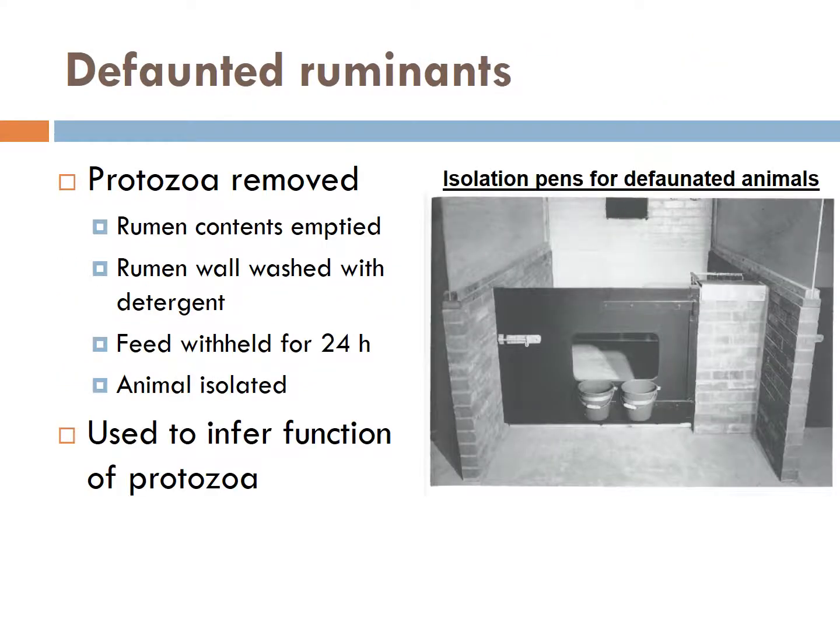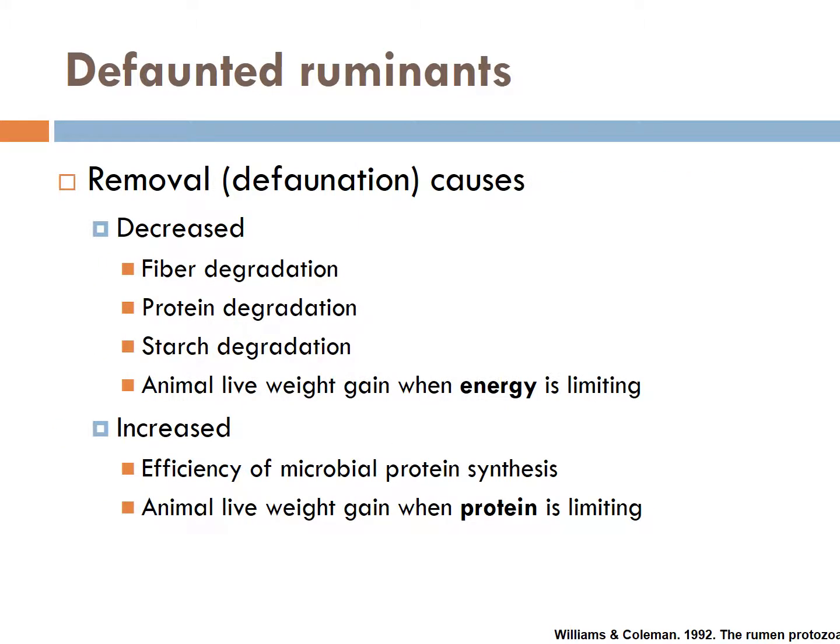We had referenced defaunated ruminants earlier. These are animals that have had their protozoa removed. Rumen contents are emptied, the rumen wall is washed with a detergent, and feed is withheld for 24 hours. After feed is reintroduced, the animal is isolated to prevent it from being recolonized with protozoa from others. By comparing the responses of these animals with conventional animals containing protozoa, we can infer the function of protozoa.